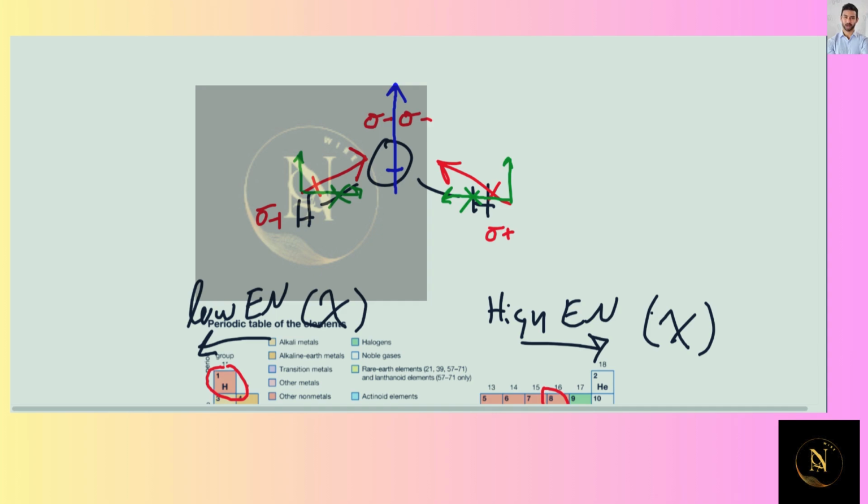Okay, so let's see what our options are. A, the oxygen is found between two hydrogens. That's not a very good answer.